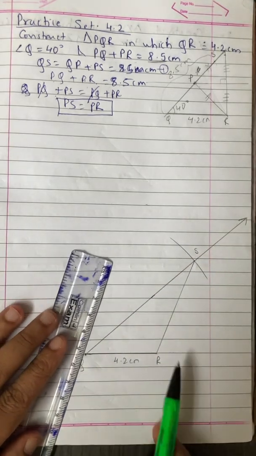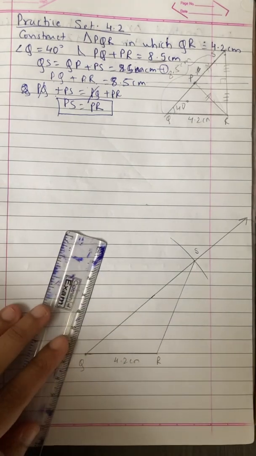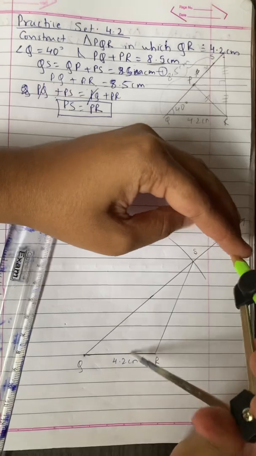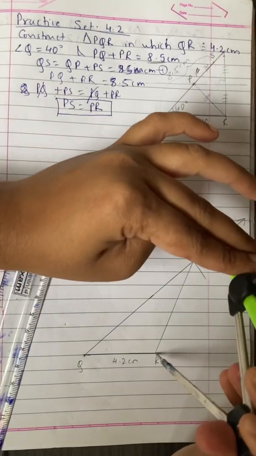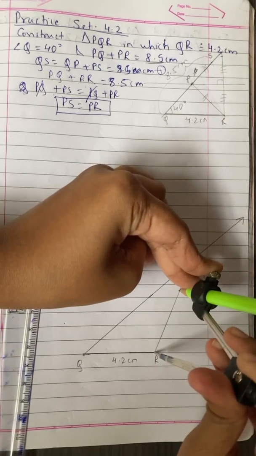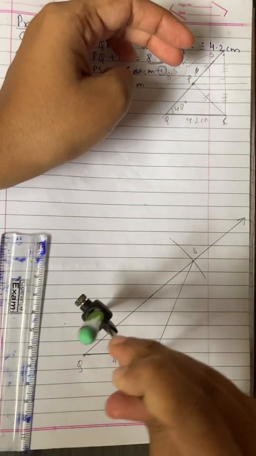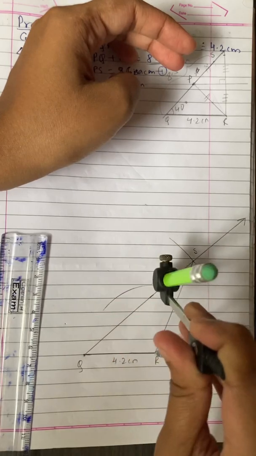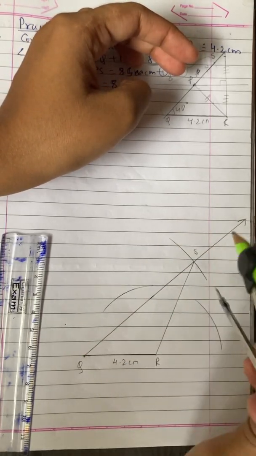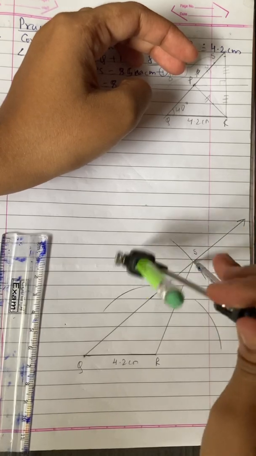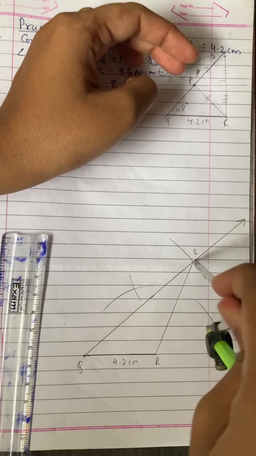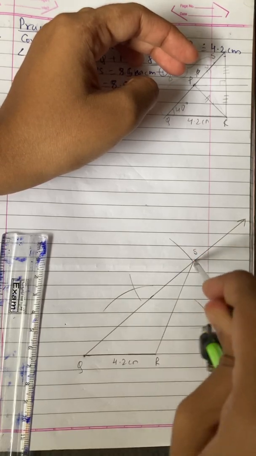Now for this new segment, we have to draw the perpendicular bisector. So put it at point R and take a length which is more than half. We have to draw the perpendicular bisector of segment RS. So this is more than half. Okay, once you have more than half, draw an arc up and down. Then you put it on S and draw an arc. You have to intersect the first arcs that you have drawn up and down.